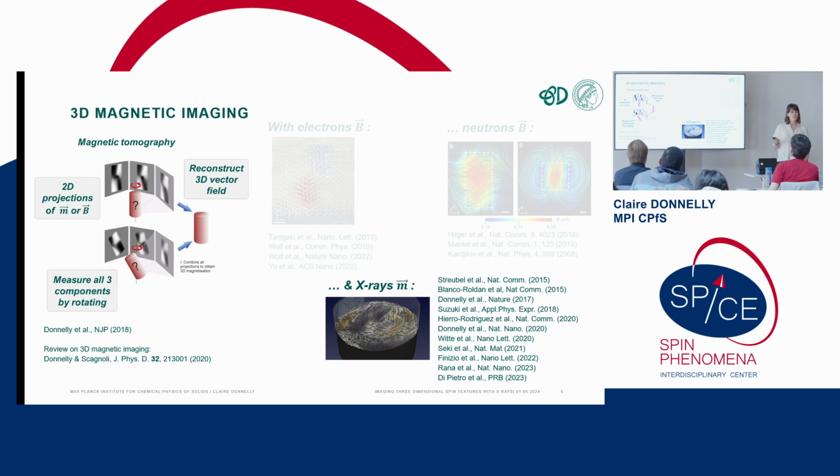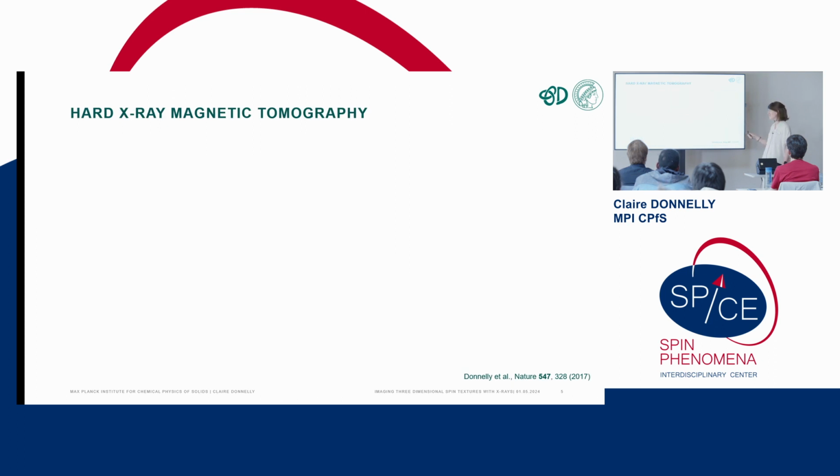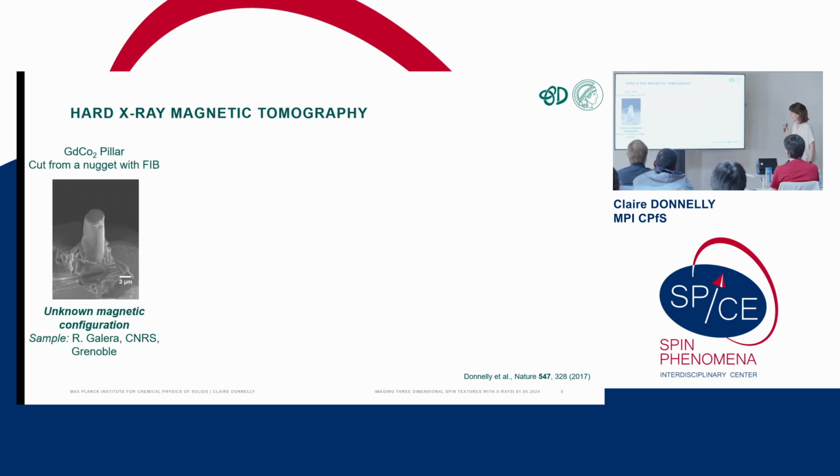So what I'm going to first of all do is give you a quick reminder of, or an introduction to, what we can really achieve with X-rays by showing our first result of X-ray tomography, which was already published a good few years ago now, during my PhD with Laura in Switzerland. The idea here was that we took a gadolinium cobalt pillar, which we cut from a nugget. The key thing to consider here is that it's 5 micrometers in diameter.